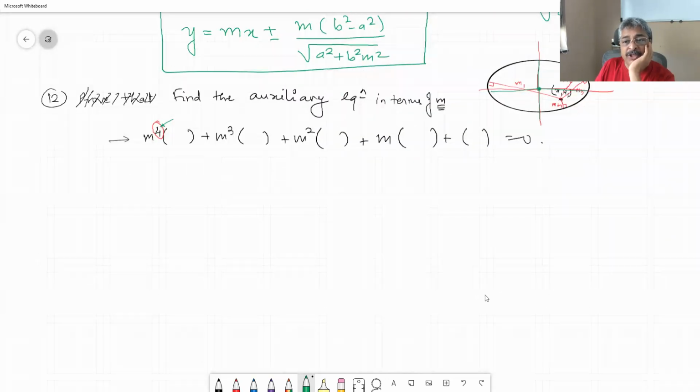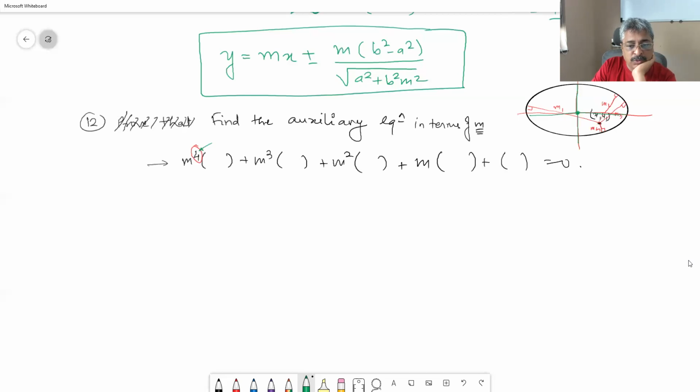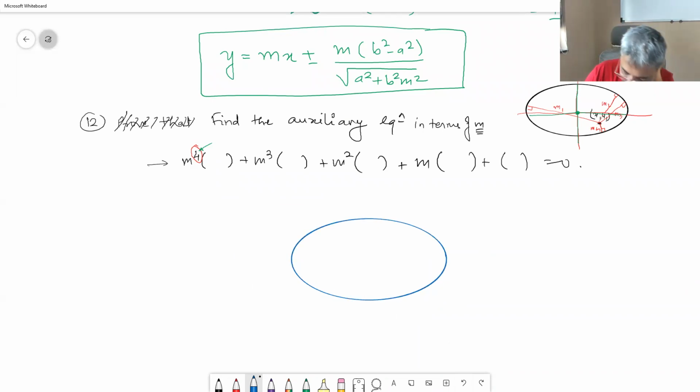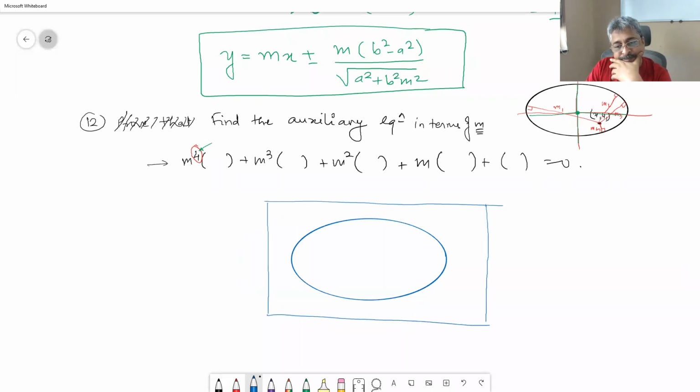understand this experiment by which you will come to know how you should get. Suppose we have an ellipse. Somehow it is not giving me the ellipse. Last try. Suppose we have an ellipse, and suppose this ellipse is in a swimming pool full of water.